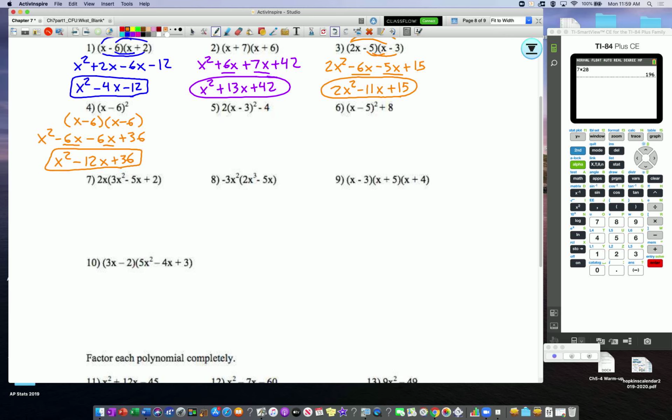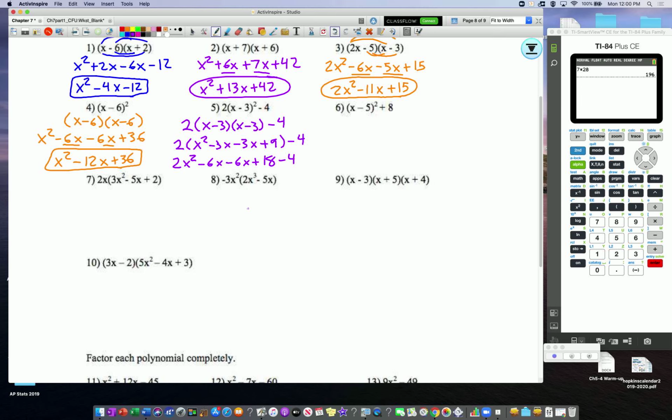All right, the next one. I got the 2 on the outside. X minus 3 times x minus 3. And then I have the minus 4. So now I have to FOIL, 2 on the outside. So I have x squared minus 3x minus 3x plus 9 with a minus 4. Distribute the 2, 2x squared minus 6x minus 6x plus 18. So I'm just multiplying all those by 2, minus 4.